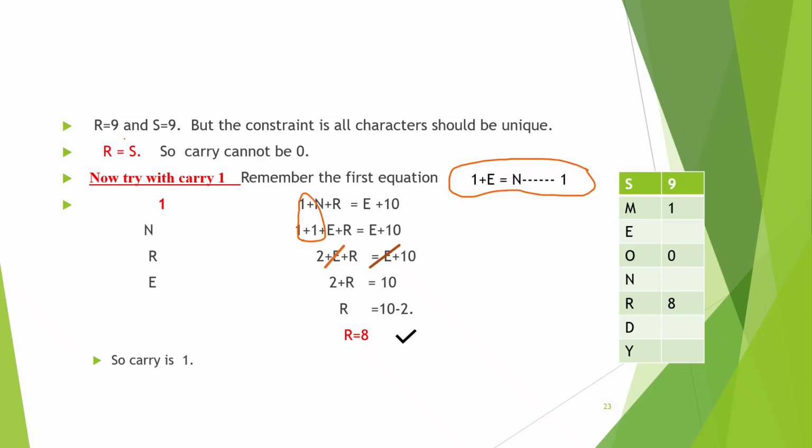So now try with carry 1. Always remember the equation 1 plus E equal to N. Now add 1 to the equation: 1 plus N plus R equal to E plus 10. So 1 plus 1, 2, 2 plus E plus R equal to E plus 10. Take out the E on both sides: 2 plus R equal to 10, R equal to 10 minus 2, R equal to 8. R is a unique number, okay. So put R equal to 8 in the table. Now we have assigned the values for the variables S, M, O and R. For the remaining variables we have to assign values.